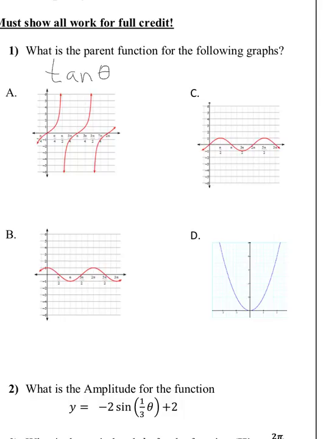The next graph down is B, and this graph here is a cosine graph because a cosine graph starts at 1 on the y-axis. C is the sine graph. Sine graphs go through the center, so through the origin. So if your graph starts at the origin, that is a sine graph. And then, of course, D down here is not a trig function at all. This is a quadratic, so this one is just x squared.